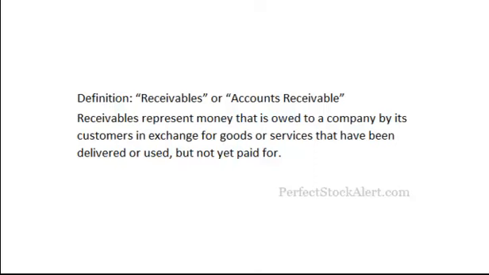Today we're going to be looking at receivables, also known as accounts receivable. As we do in each one of these fundamental analysis tutorial videos, I'll give you the actual definition, and then we'll go on to look at some examples and give you more insight. Receivables represent money that is owed to a company by its customers in exchange for goods or services that have been delivered or used but not yet paid for.